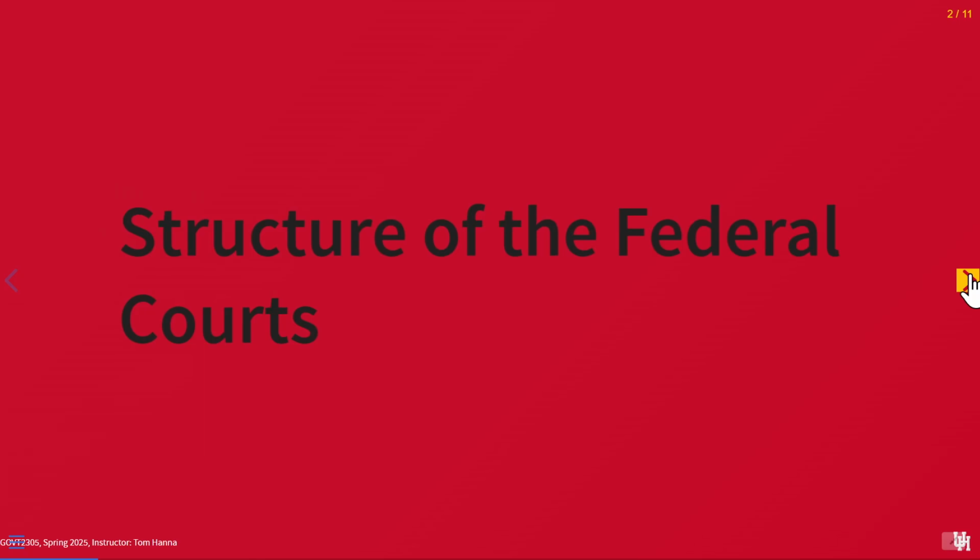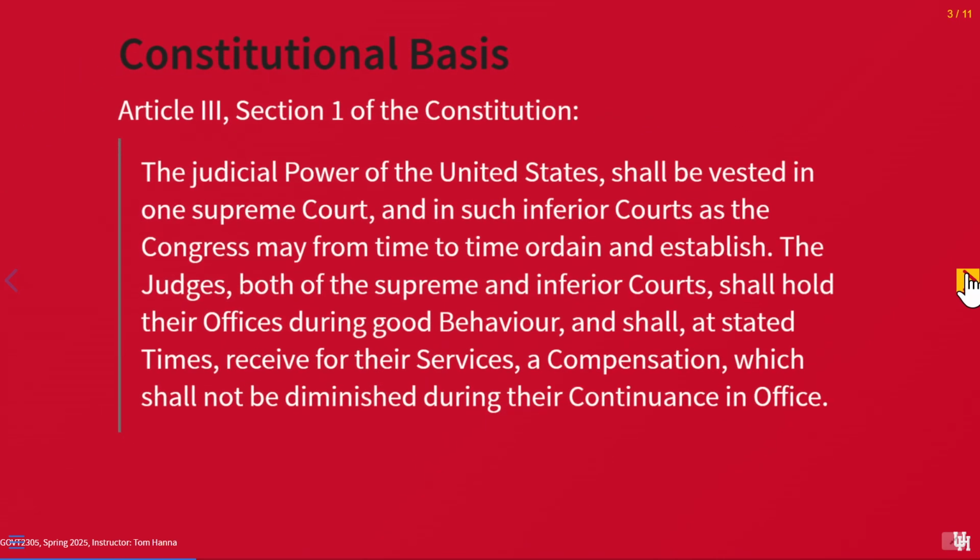I'm going to talk here mostly about the structure of the federal courts at the district and appellate level. The Supreme Court is the top court, and I will talk about that in the next video. So I'm splitting this up a little bit. I'm going to start with the constitutional basis of the courts in general, and specifically the appellate and district courts and all of the other courts below the Supreme Court.